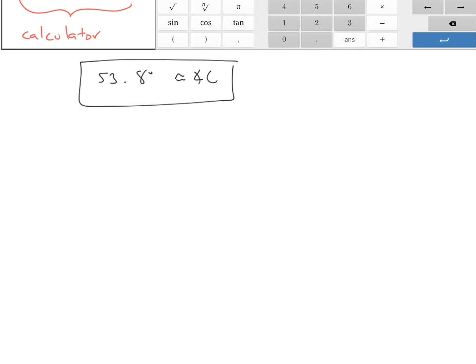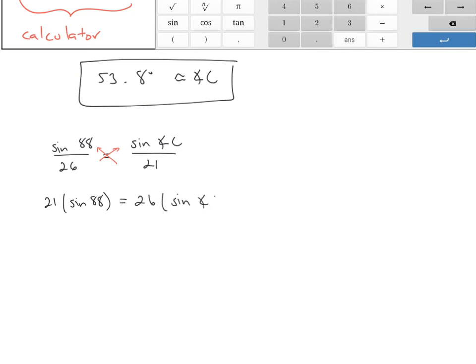All right. So let me go ahead and quickly show you the other way that we could have solved this. So we had sine of 88 degrees divided by, I believe it was 26, is equal to sine of angle C divided by 21. So if we wanted to, we could still cross multiply, just like we did before. When we cross multiply, we get 21 times sine of 88 degrees, and this is equal to 26 times sine of angle C.